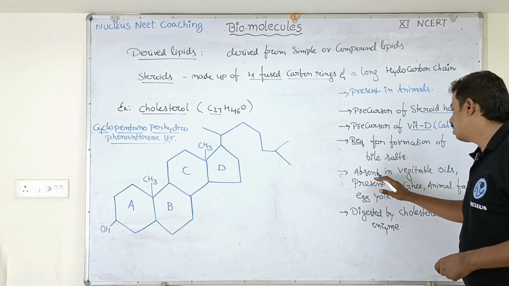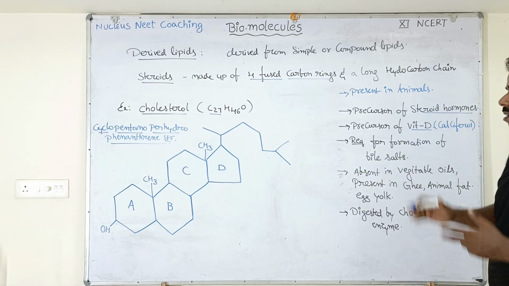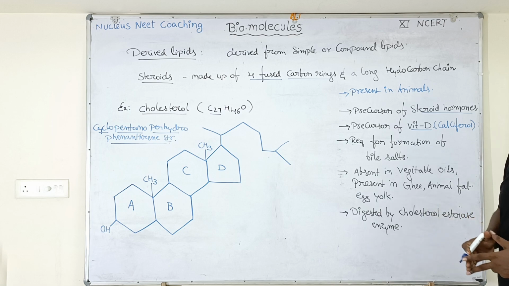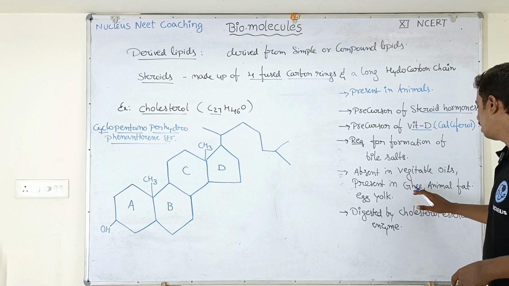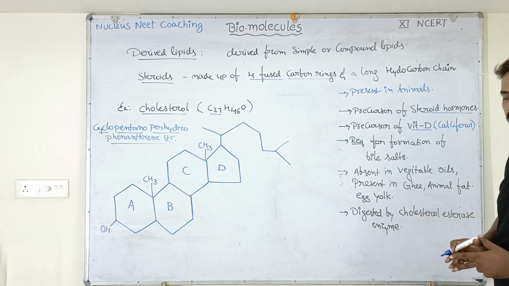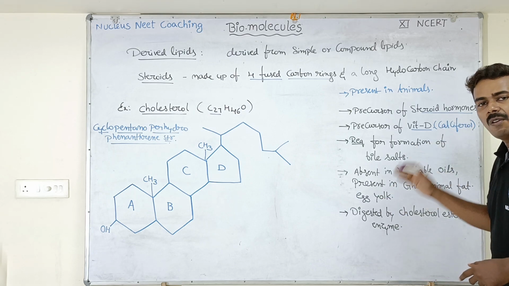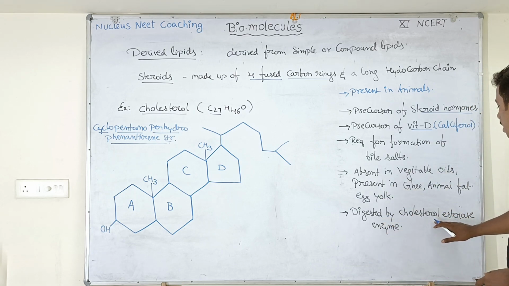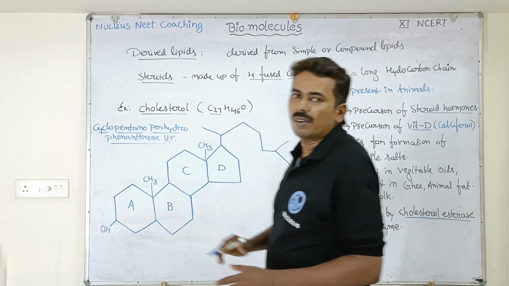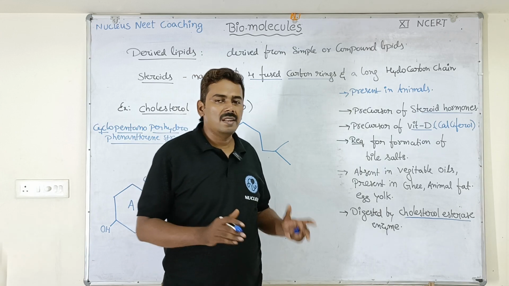Next, cholesterol is absent in vegetable oils. Cholesterol is not present in plants. That's why obviously it is not present in vegetable oils, but it is present in ghee, animal fat, egg yolk, this type of food products. And in our body, cholesterol is digested by an enzyme called cholesterol esterase. Cholesterol gets digested by cholesterol esterase enzyme.